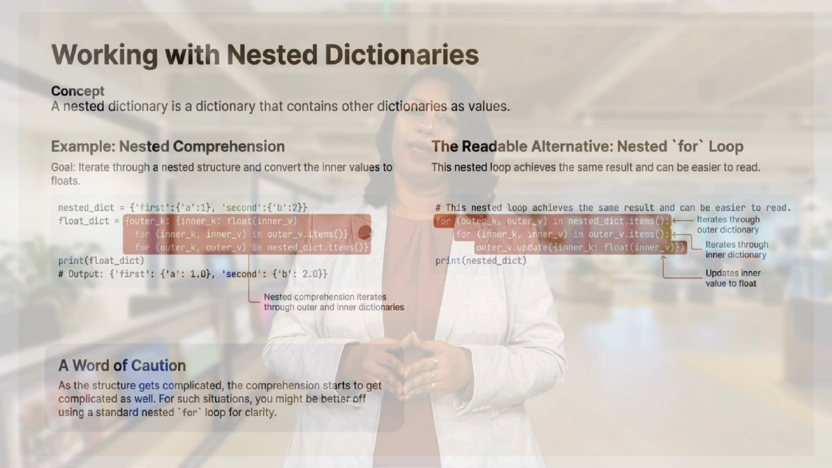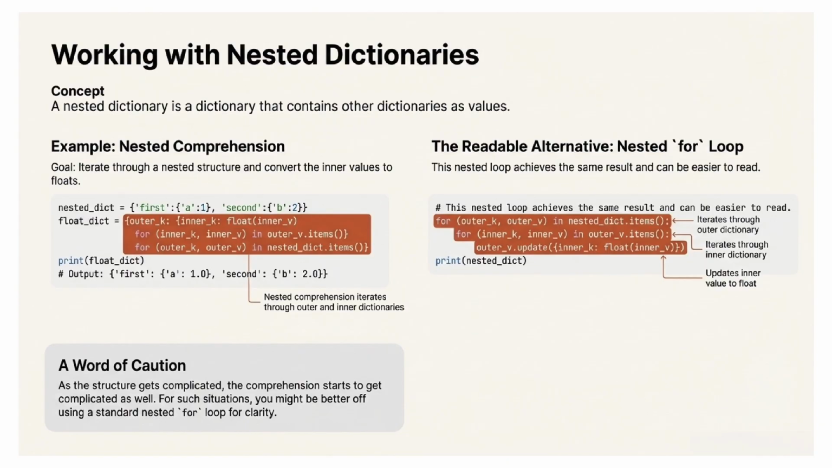Now let's see nested dictionary. A nested dictionary means a dictionary inside another dictionary. Let's see an example for nested comprehension. The goal is to convert inner values to floats. The comprehension uses one loop for the outer dictionary, another loop for the inner dictionary. This works, but the code becomes harder to read.